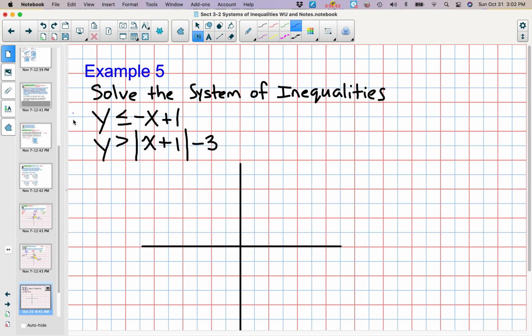So for the first one, I'm going to graph this one in blue. It's a line. It's going to be solid. I'm going to have to shade. So I'm going to count by ones here. So my y-intercept is 1. My slope, so I'm going to go down 1 over 1, making sure it's a negative slope. And then I'm going to go ahead and graph this. Whoops. Should have got the line tool.